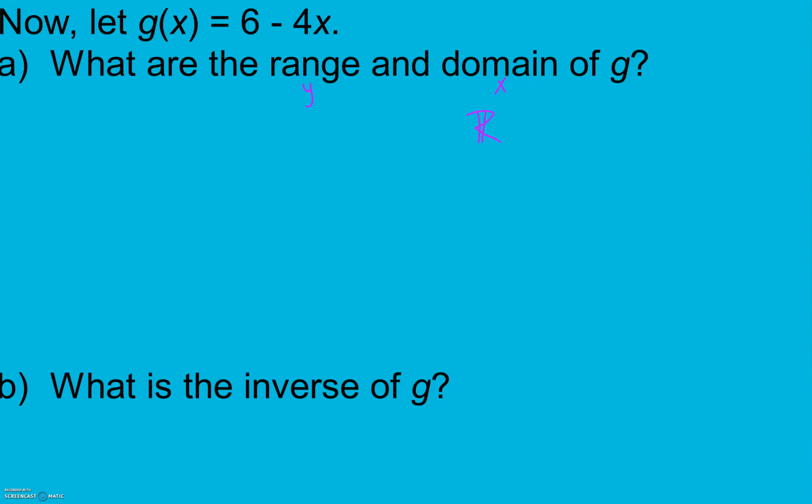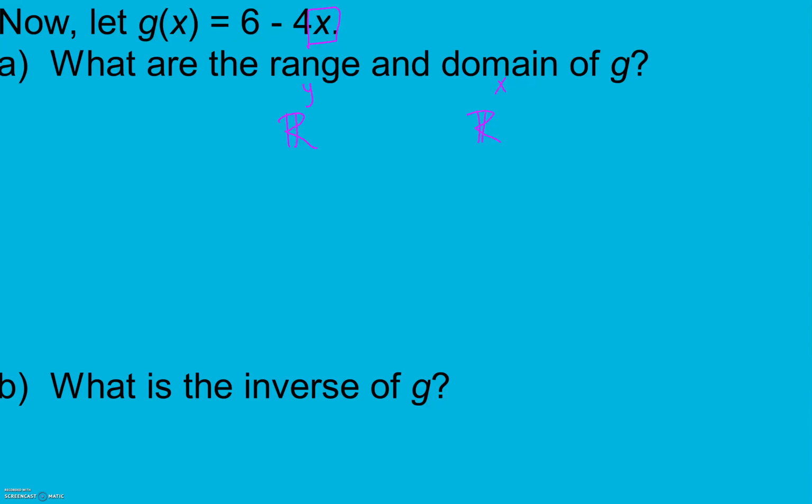My range is also going to be all real numbers. There's no number that we wouldn't get. This is linear because we have just x to the first power. It's linear, it's a line. We draw our arrows in both directions, and we could get any number potentially.